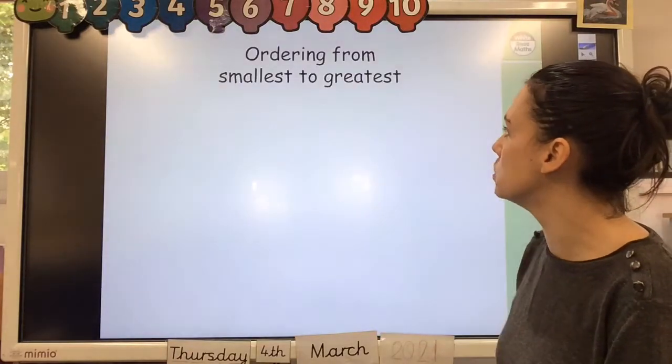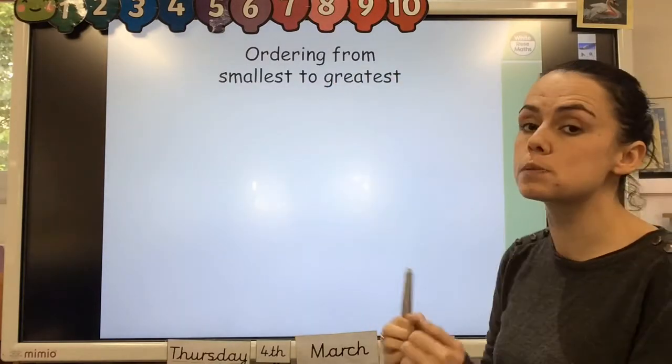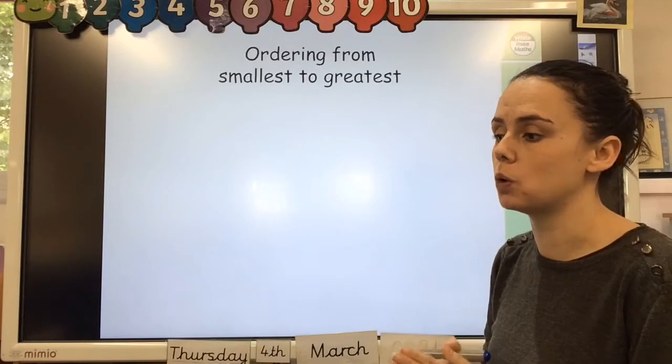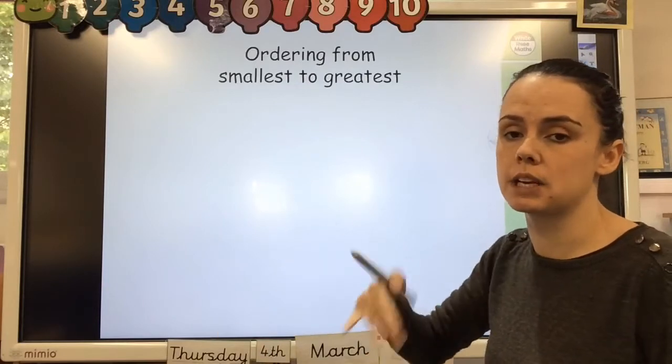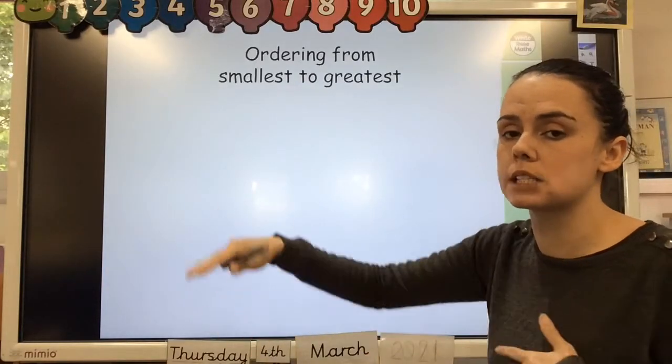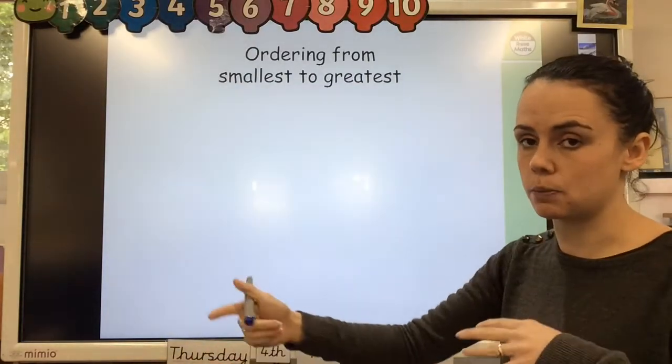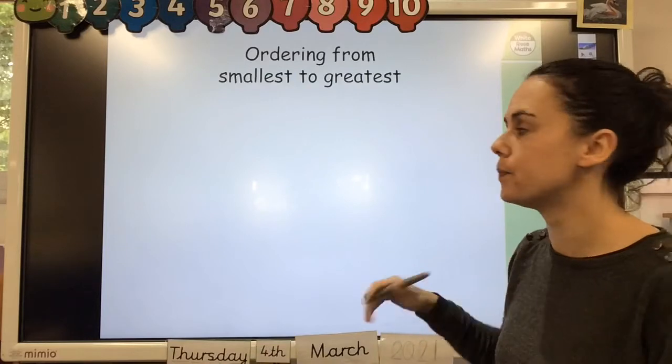Right. All done. So ordering from smallest to greatest or smallest to biggest, ordering numbers. So when something is in order, it has to be exact. You can't have it all muddled up. It has to be in the correct order. And we're going from smallest to greatest. So my number is getting bigger.